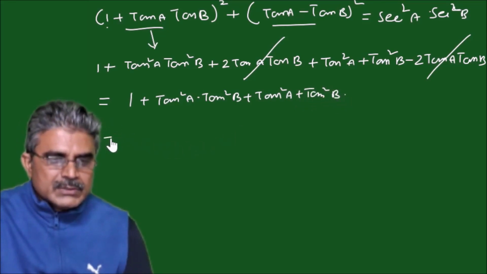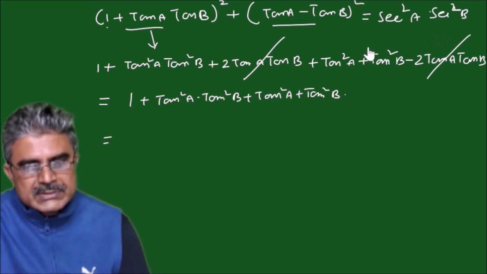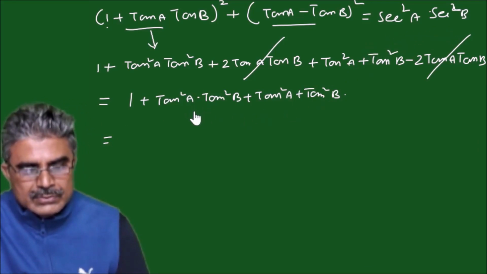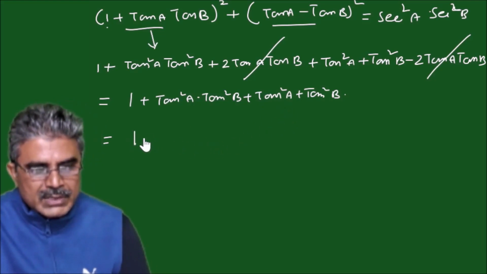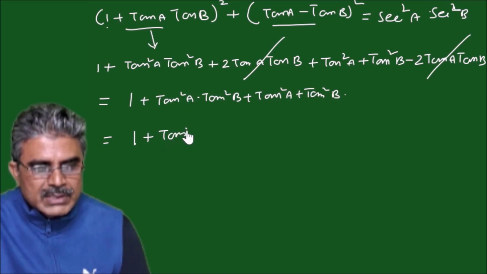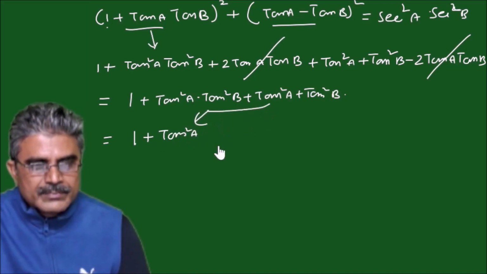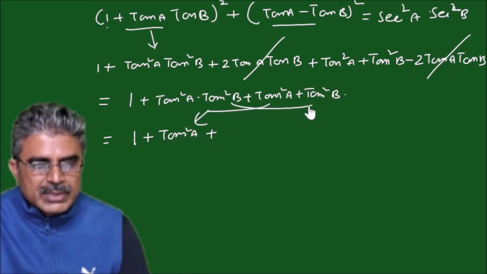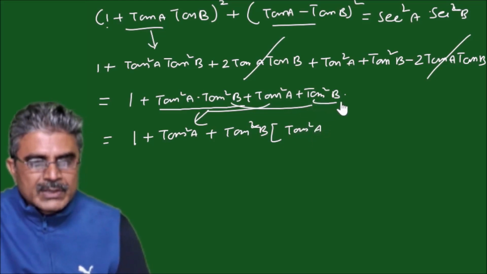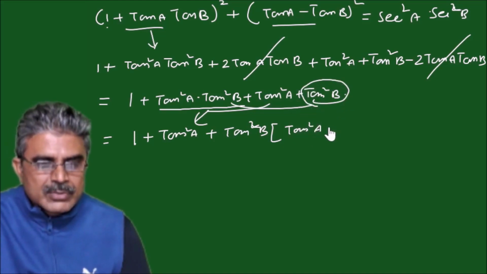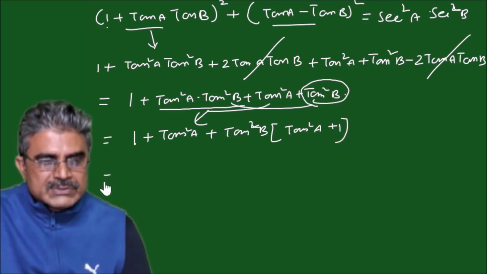So on our RHS we need secant angles, so let us try to convert these tan expressions into secant. For that I take 1 plus tan²a here, and here I want to take tan²b as common. If you take tan²b as common, from this expression you will have tan²a, and from this expression you will have plus 1.